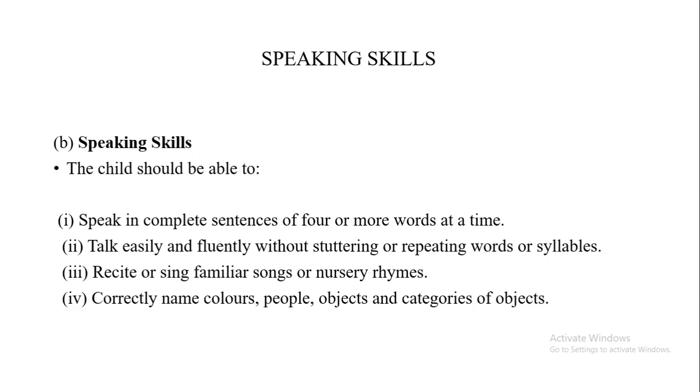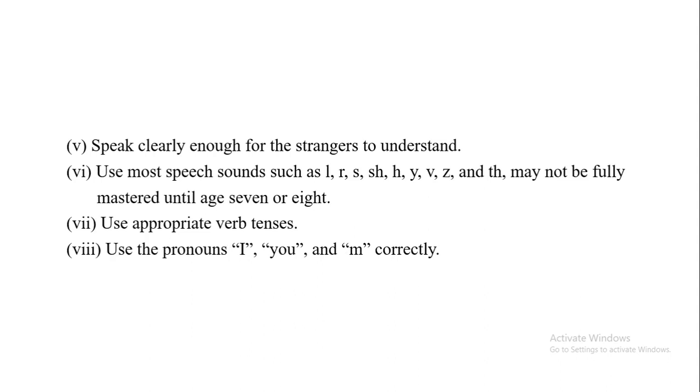Then, speaking skills. A child should be able to: 1. Speak in complete sentences of 4 or more words at a time. 2. Talk easily and fluently without stuttering or repeating words or syllables. 3. Recite or sing familiar songs or nursery rhymes. 4. Correctly name colors, people, objects, and categorize objects. 5. Speak clearly enough for strangers to understand.